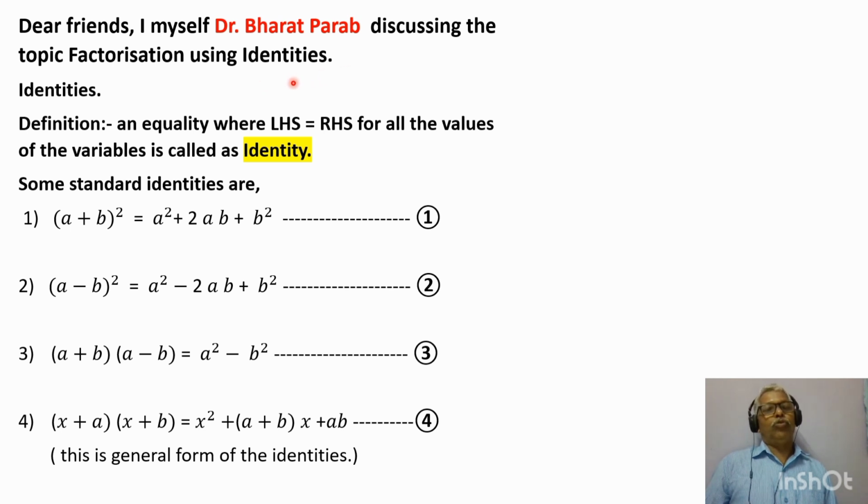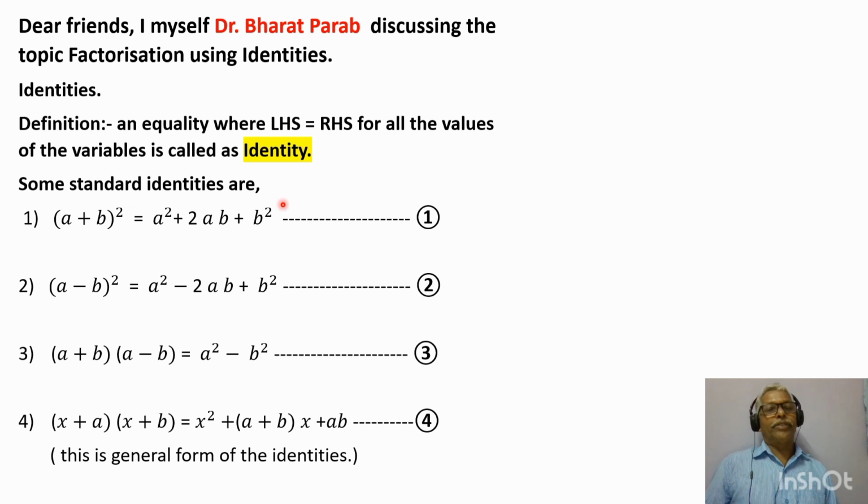We will see first what is an identity, the definition and meaning of identity. Definition: an equality where the left hand side is equal to the right hand side for all the values of the variables is called an identity. We'll understand the actual meaning of this after learning some identities and solving some problems.